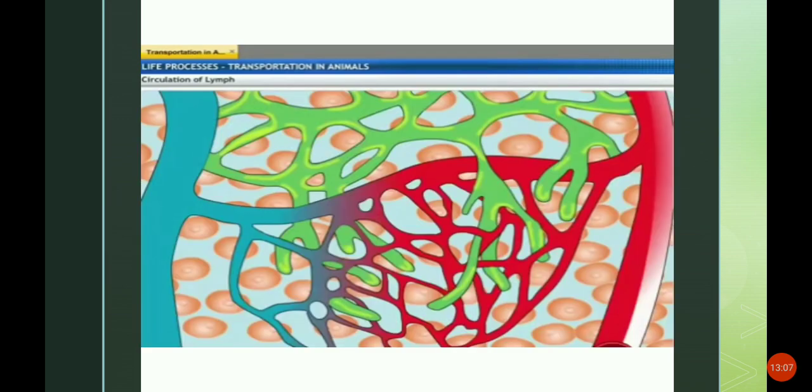Once lymph is formed in the intercellular spaces, it drains into lymphatic capillaries. Lymphatic capillaries join to form larger lymph vessels that finally open into larger veins. The veins ultimately carry the lymph back into the blood.